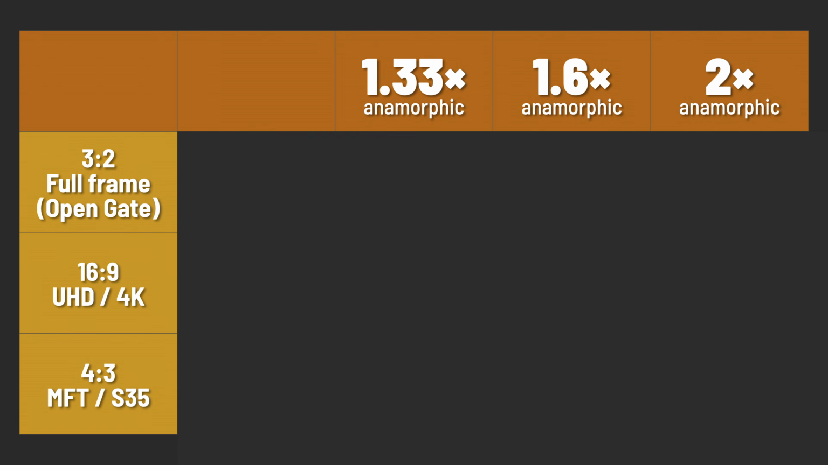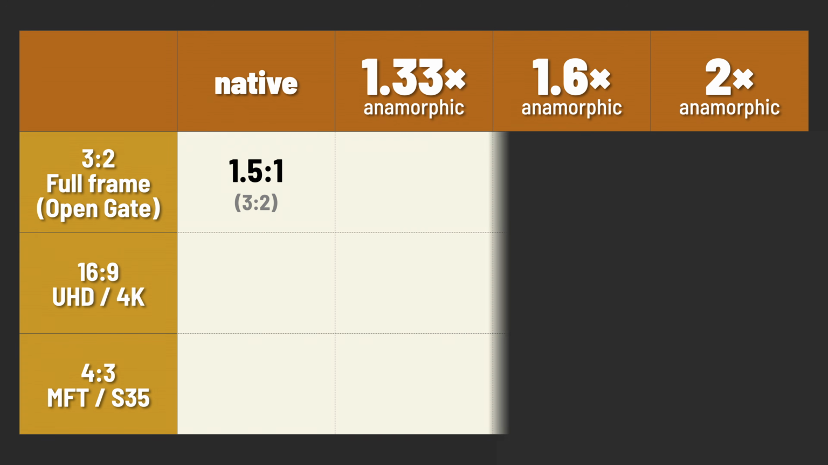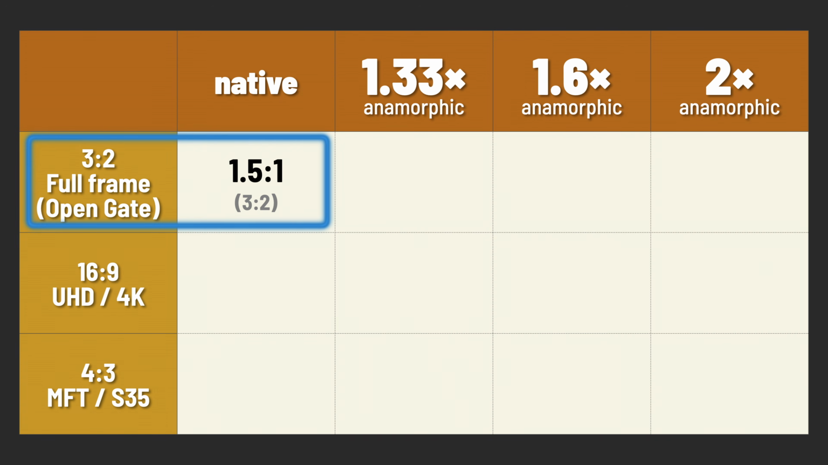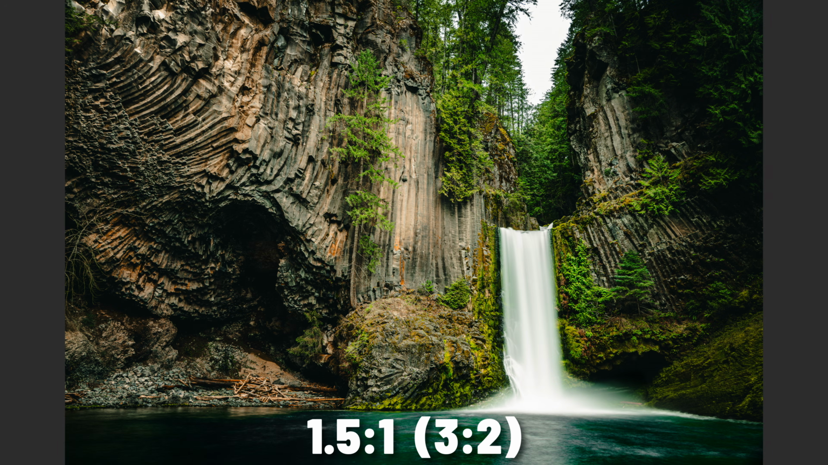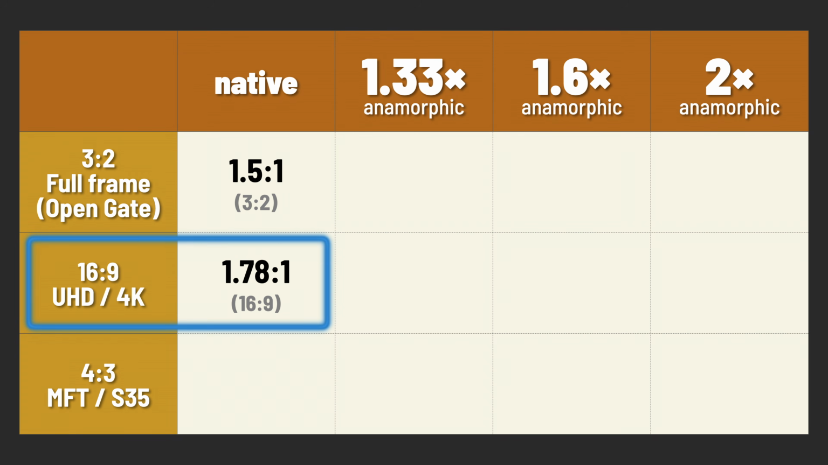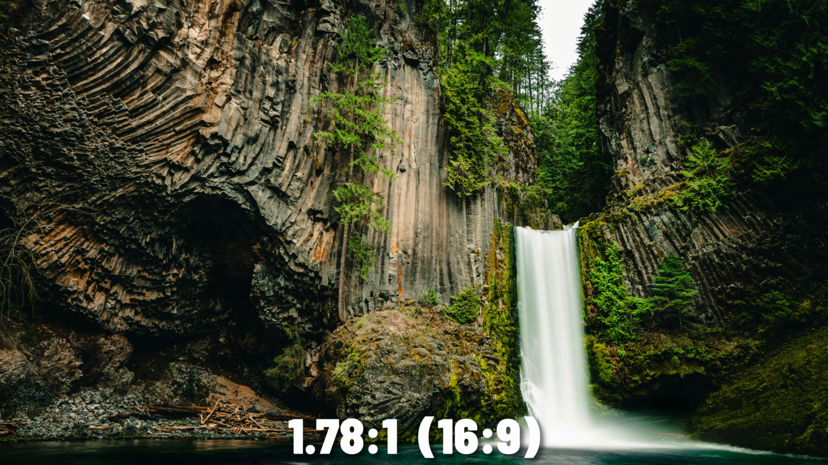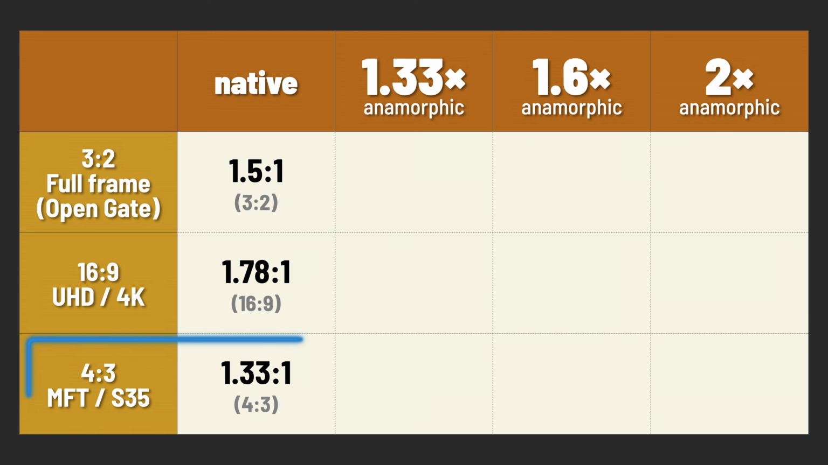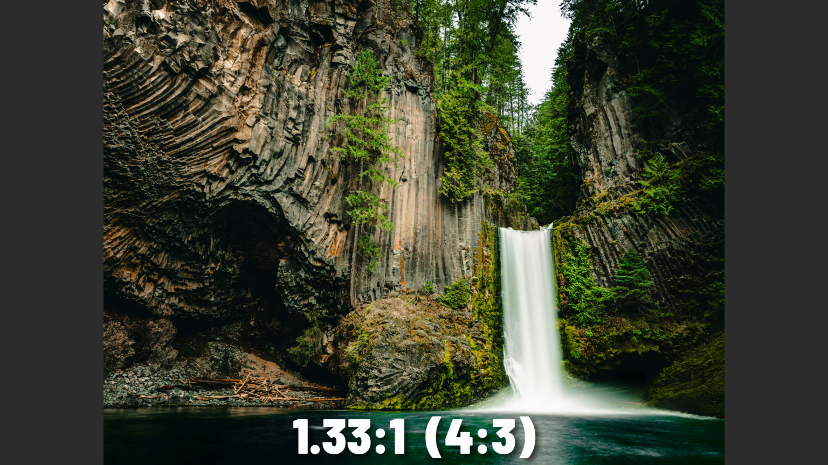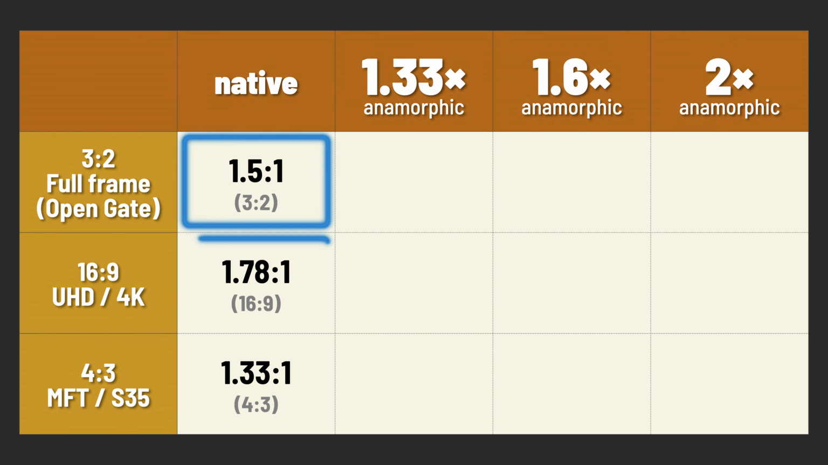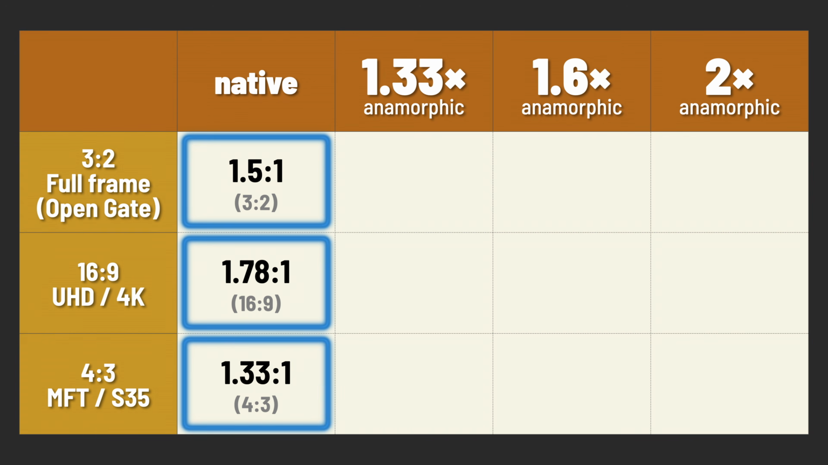Full frame, full sensor, called OpenGate, is a 3:2 or 1.5:1 aspect ratio. Ultra HD is a 16:9 or 1.78:1 ratio. Then Super 35 is usually, and Micro Four Thirds is always, a 4:3 or 1.33:1 ratio. So those are our three starting points: 1.5:1, 1.78:1, and 1.33:1.